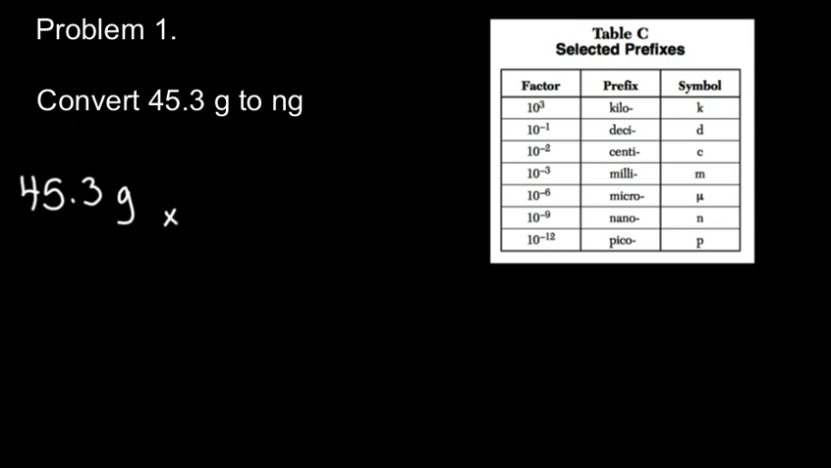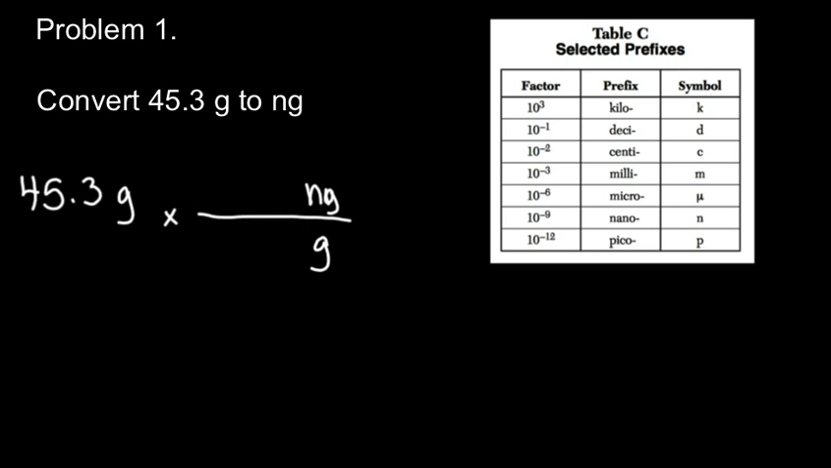The next thing you will do is set up your conversion fraction that you will multiply by. In this fraction I'm going to put the unit of grams in the denominator so that it will cancel with the grams that we are starting with. And the unit that I'm going to, nanograms, goes in the numerator, so that we will be left with the desired unit.